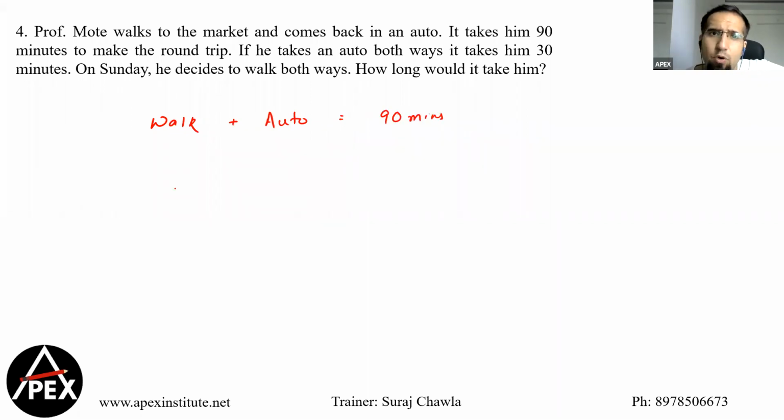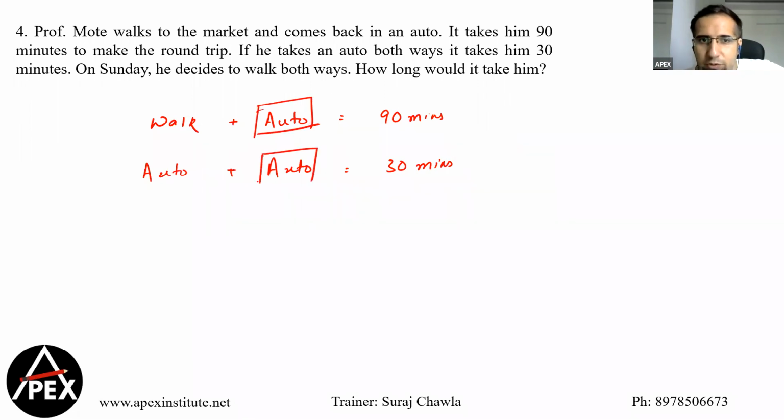Okay. Now, when he is going by auto and coming back by auto, the time taken is equal to 30 minutes. Now, please remember, when the question is not commenting on anything, that means all the other things are remaining constant, which means the speed at which he is going by auto here and the speed at which he is coming back by auto are the same.